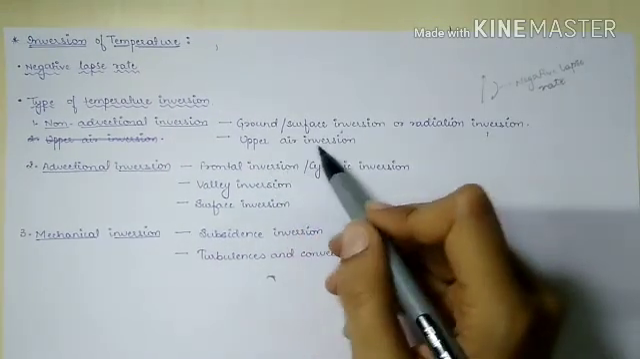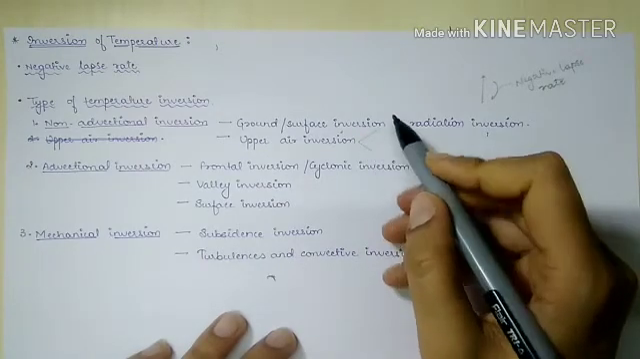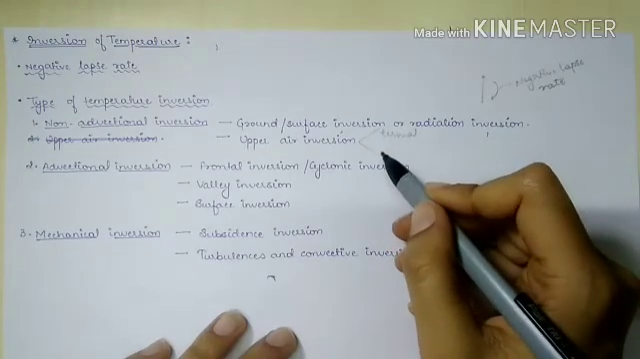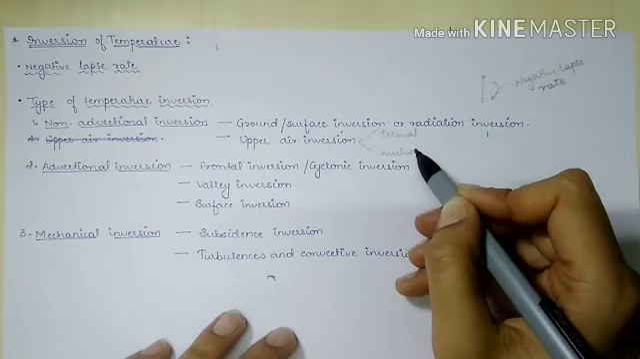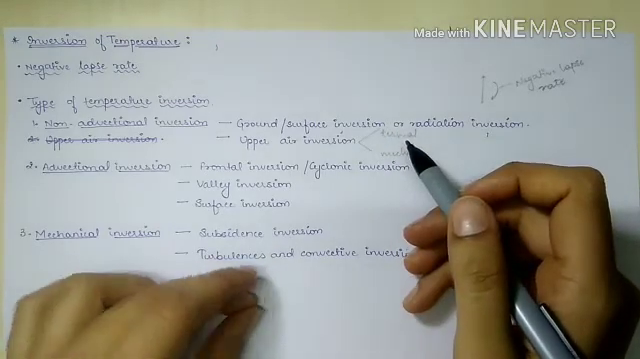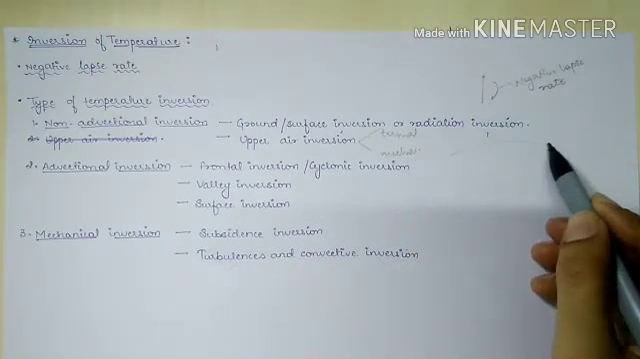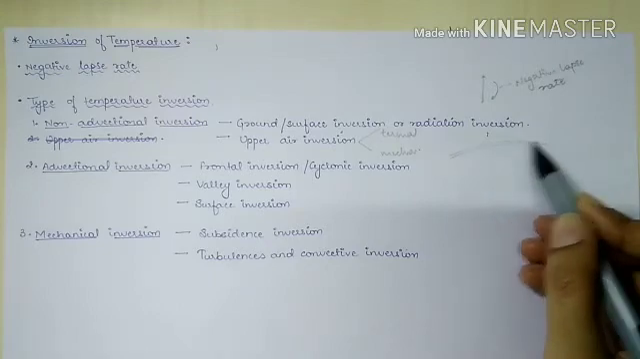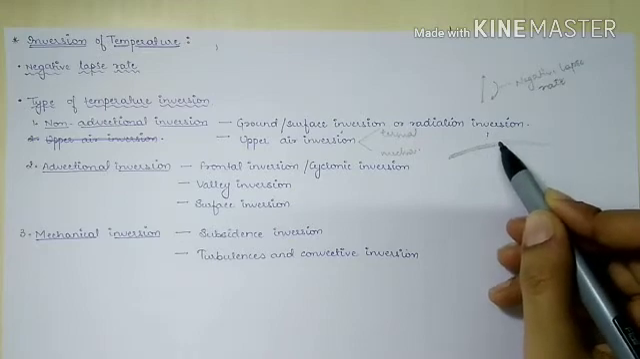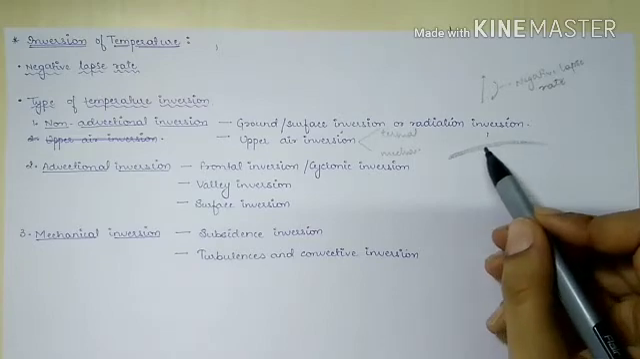Next we have upper air inversion. Upper air inversion is basically of two types. First is thermal upper air inversion, next is mechanical upper air inversion. This thermal upper air inversion basically happens in the stratospheric layer which contains the ozone layer. So here we have the ozone layer, and as we know, ozone being a greenhouse gas, it absorbs heat energy.